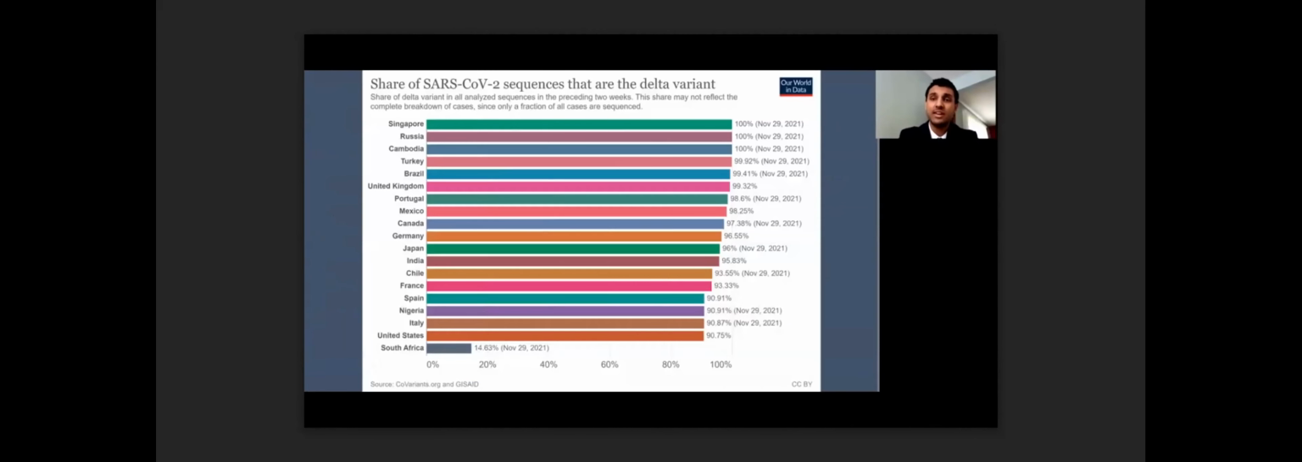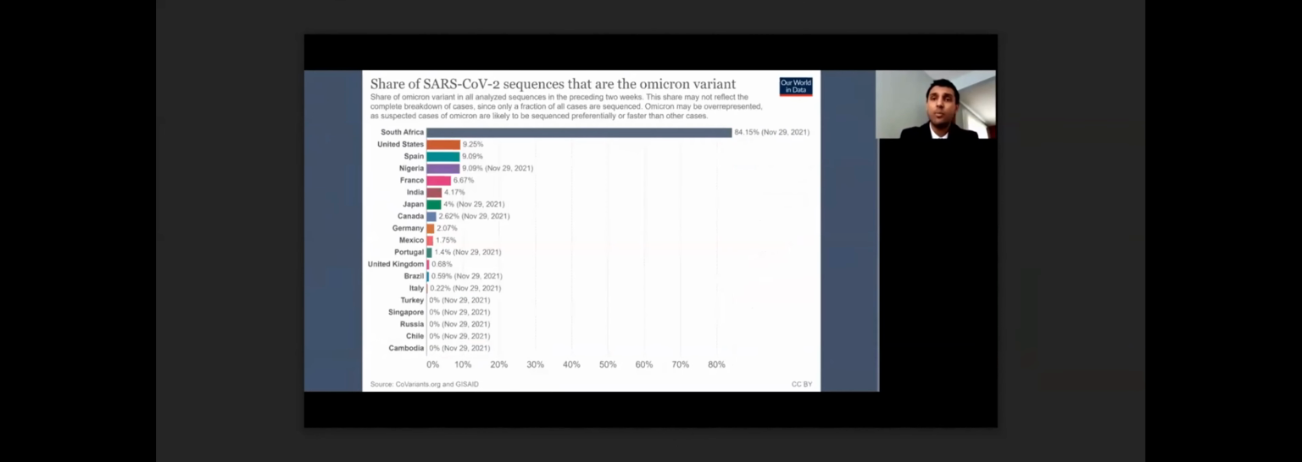This graph shows the Delta variant cases as 2-week rolling averages in the world as of November. This gives you a sense of the extent of its spread. Noteworthy countries are Singapore, Russia, and Cambodia, where 100% of the cases are of Delta variant. Here you see the Omicron cases that are clearly spreading in South Africa and slowly creeping up in other countries. Although in the United States and Spain, the numbers do not appear to be alarming. It is only a matter of time when Omicron will dominate most cases due to higher infectivity rate compared to Delta.